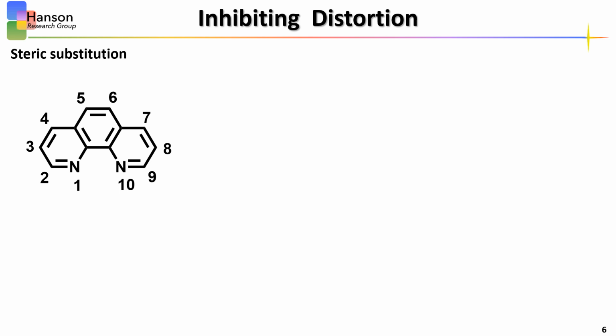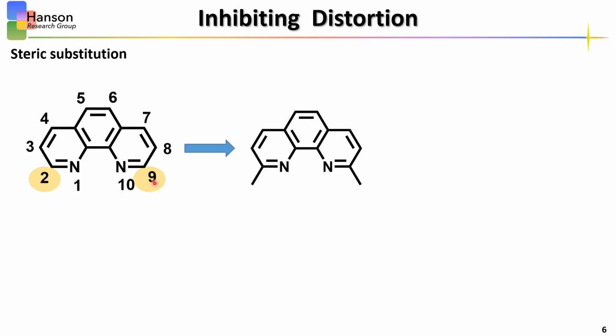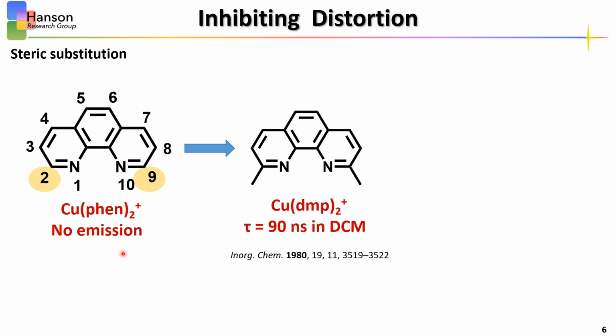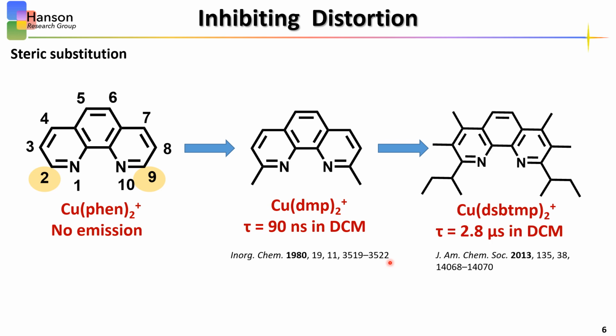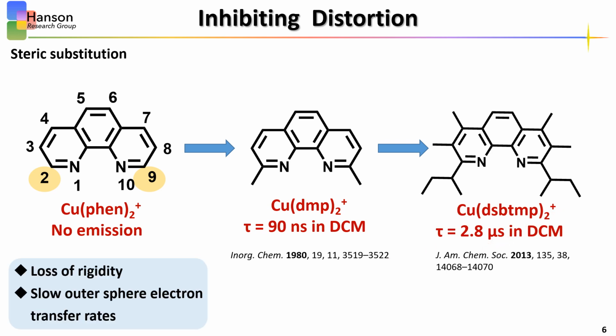So in order to inhibit this kind of distortion during the copper excited states, people use several methods. The most popular one is direct substitution. So this is a phenanthroline. People usually put bulky groups at the 2,9 positions. For example, if you put a methyl group at the 2,9 positions, you will go from no emission to about 90 nanoseconds in DCM. And for now, the most successful one has already reached about 2.8 microseconds in DCM.